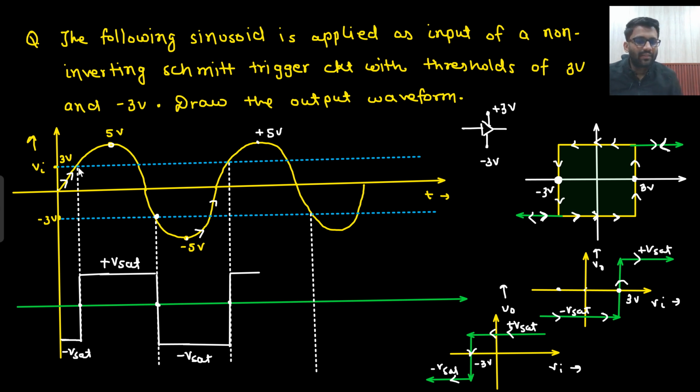And here I gave the threshold voltage to be 3 and minus 3. They can give 3 and 1 as well. They can give 3 and minus 2 as well. So accordingly you will draw the characteristics, then you will draw the waveform, and then you will tell the final answer. Well and good? Understood? Very easy concept.